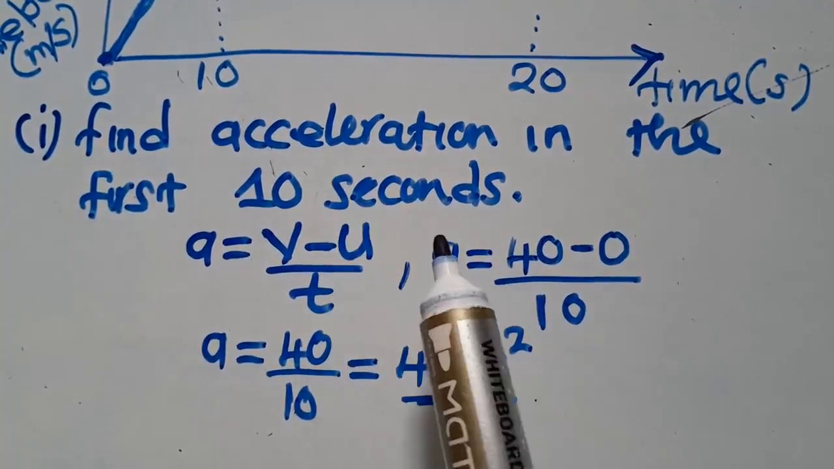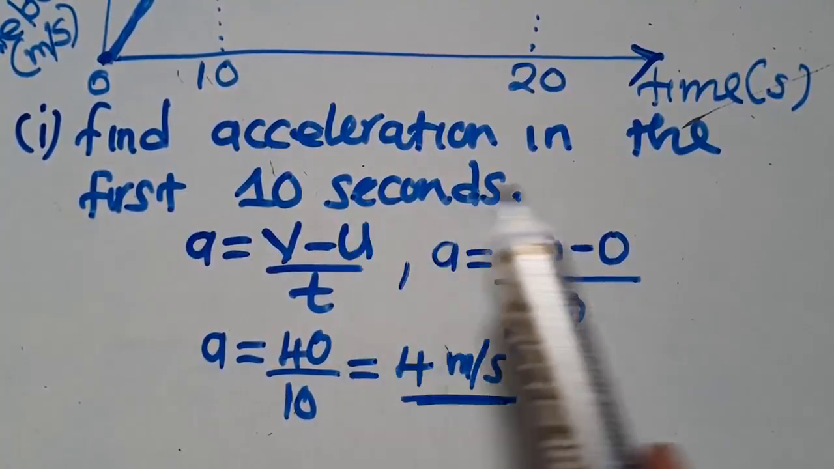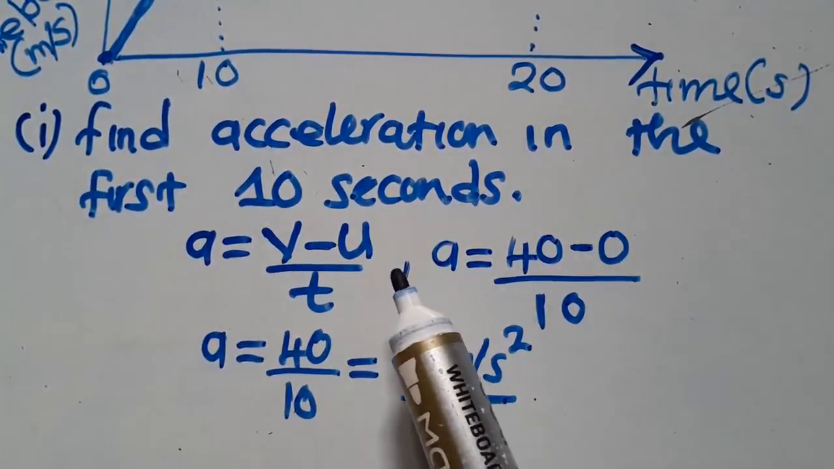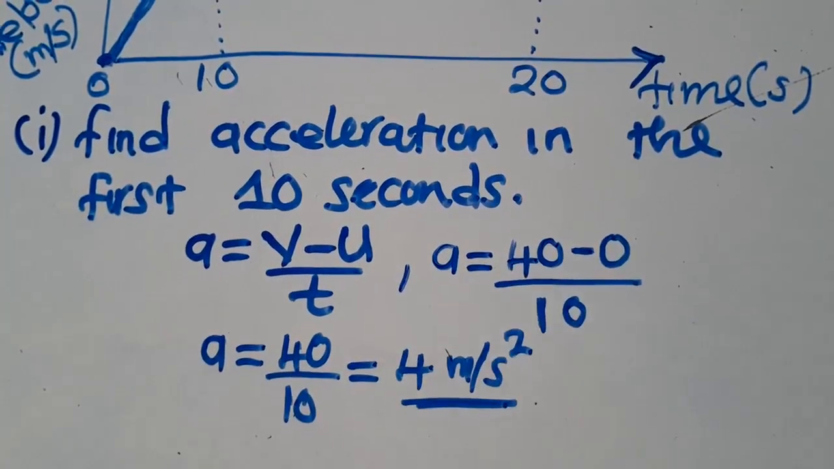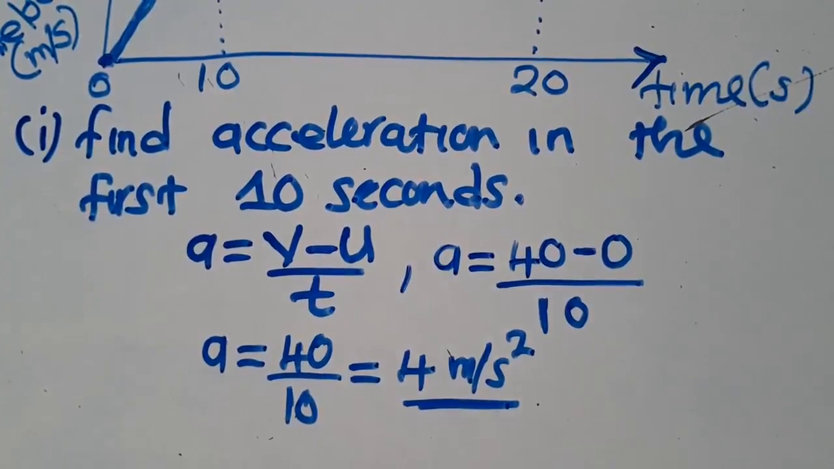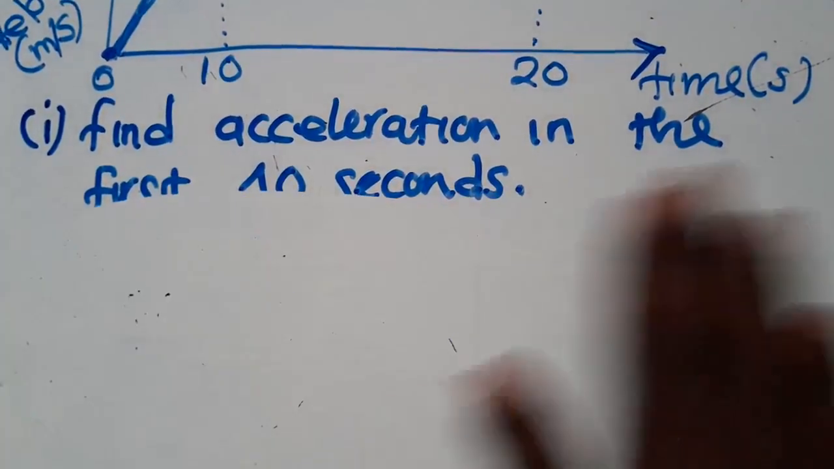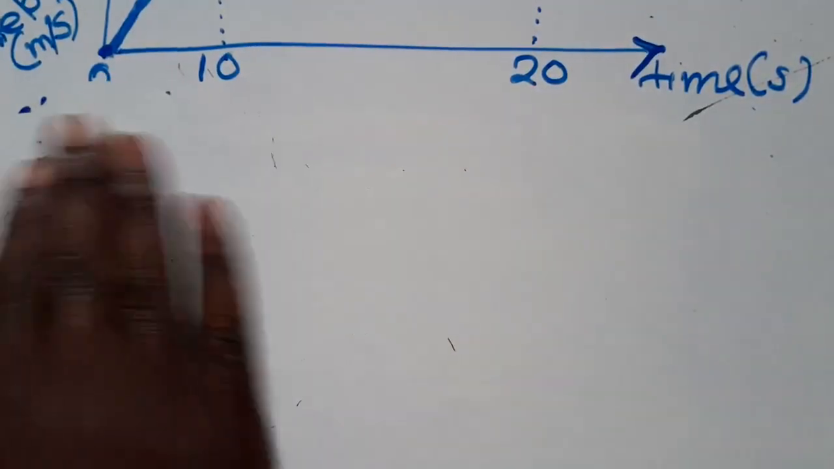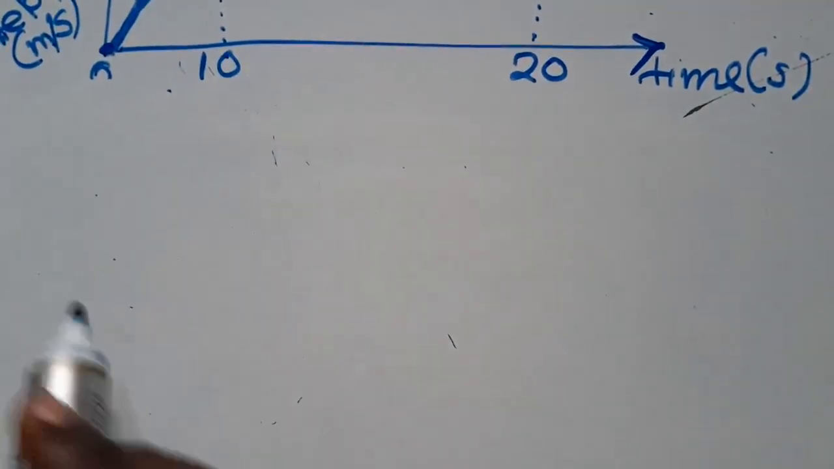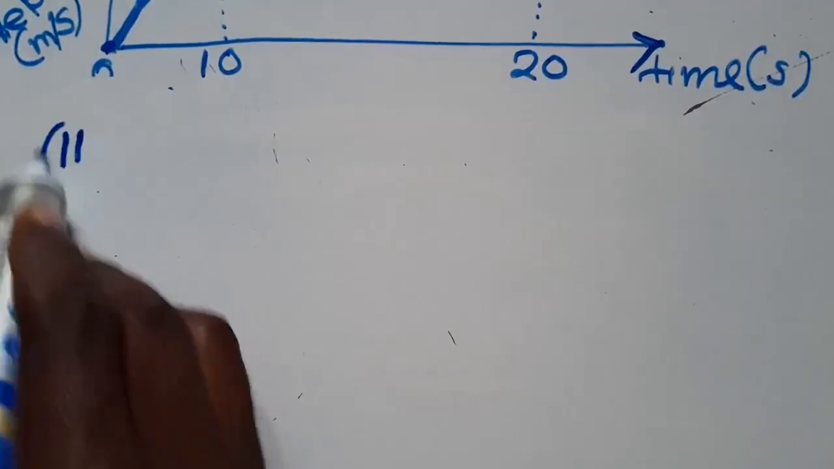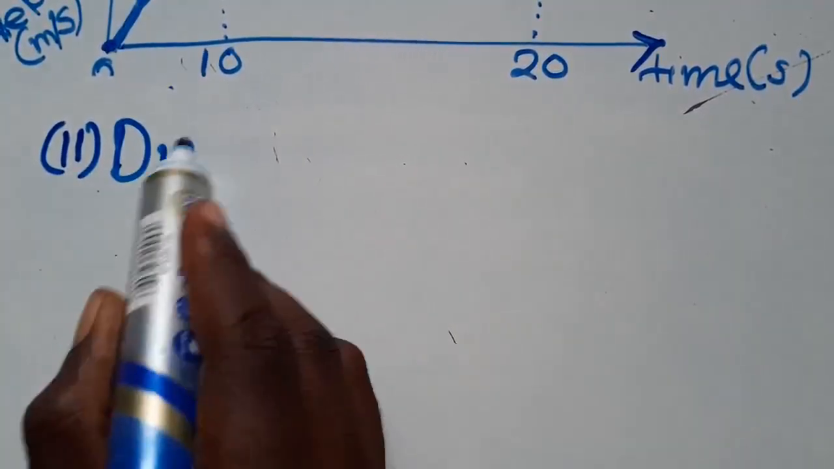So we've answered the first question, where we were told to find acceleration in the first 10 seconds. This is how you get to do it. Then let's move to the next question. The next question is telling us to find the distance covered.